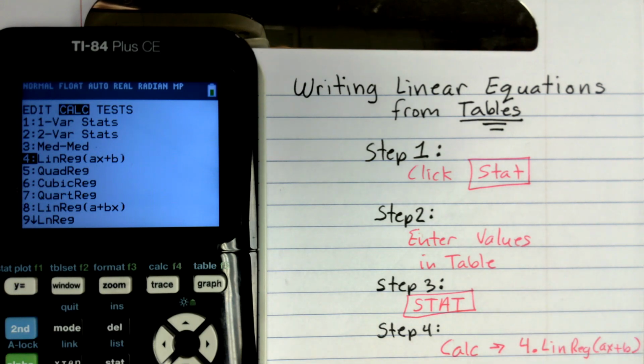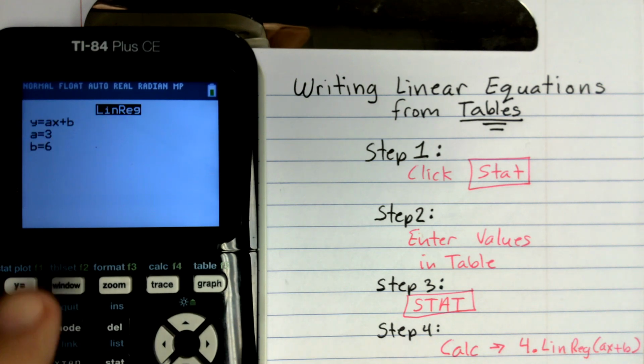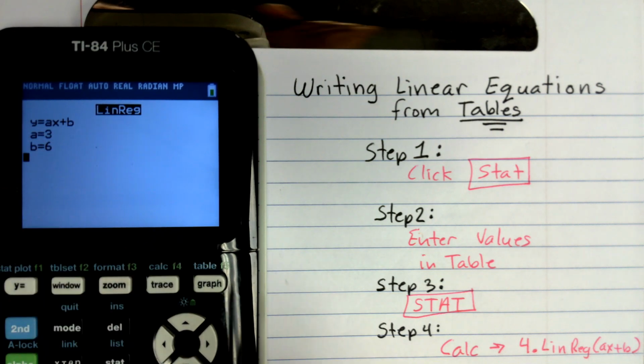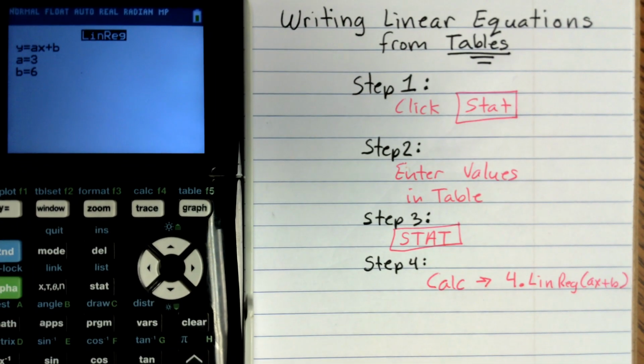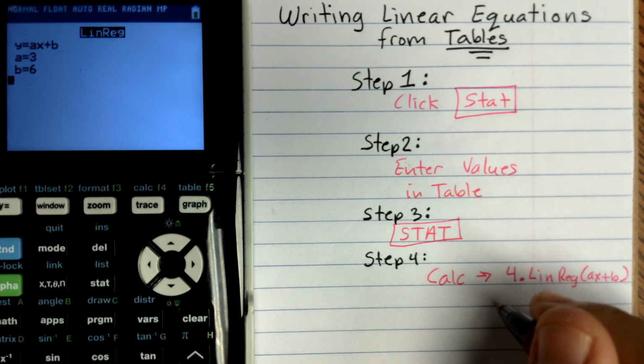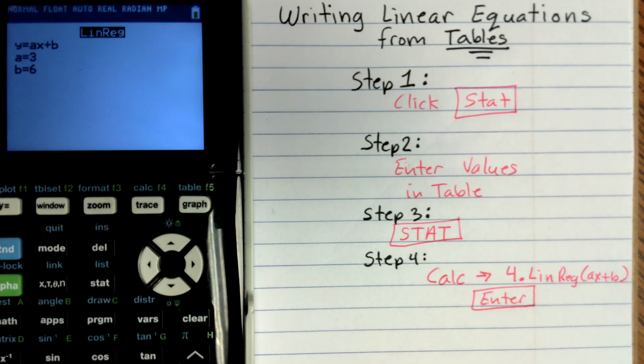Now I'm going to hit enter, and you just keep hitting enter until it gives you this equation. And notice this says y equals ax plus b, where a is 3 and b is 6. And that's actually giving me my equation. So I'm going to move this down just a little bit so we can write it down. I'm going to put the enter button underneath this, and you can write yourself some notes if you're having to do some problems like this.